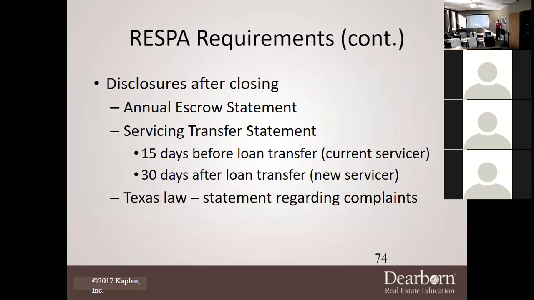Again, the disclosures in regards to after closing are going to be the annual escrow statement and the servicing transfer statement, which is approximately 15 days before the loan transfers by the current servicer, and 30 days after the loan transfer with the new servicer. And under Texas laws, the statement regarding complaints is also going to be provided.